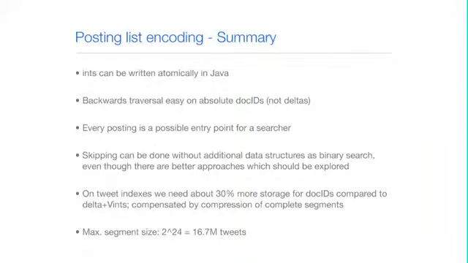So to summarize, ints can be written atomically. In a second, you will see why that's important to us. Backwards direction works. Every posting point is a possible entry point for a searcher. That means I can start anywhere in the posting list and read backwards or forward, which is also going to be important, as I'm going to show you. We can skip without needing additional data structures because you have a fixed format. You always know where a posting starts. So you could skip to a particular one and check if I can skip my iterator there, which is not possible if you have compressed posting lists because you never know where the different postings start. You may skip somewhere in the middle of a multiple byte VINT.